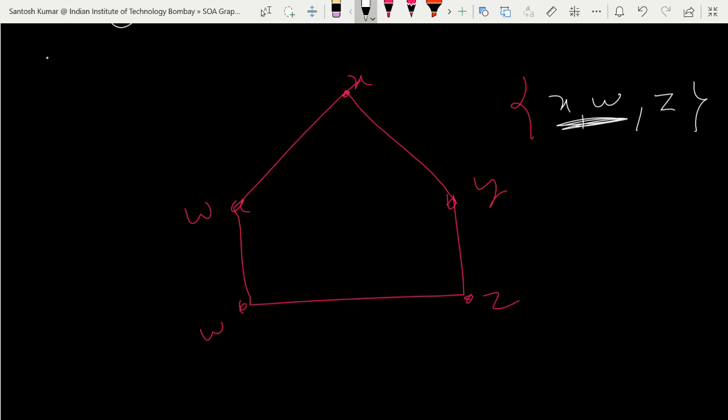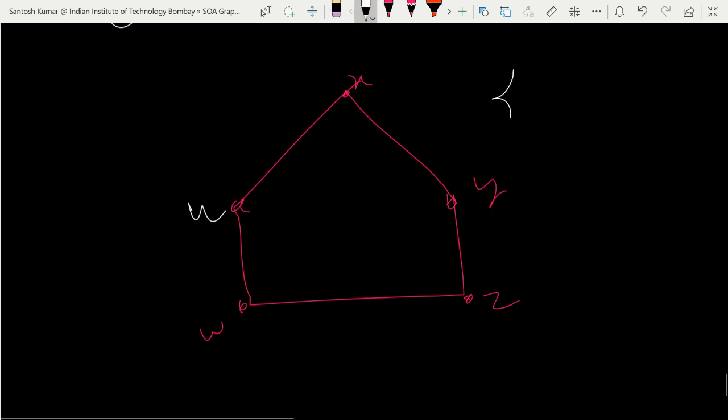So XW has an edge. So how can we say it is independent? Independent means they are pairwise non-adjacent. Oh, sorry, the vertices are X, Y, Z, W, U. Okay, no problem, I write U. Now you tell the set.